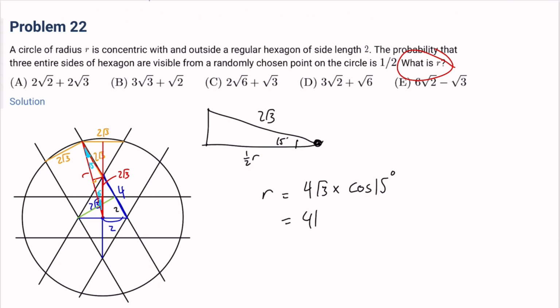So this is 4 root 3 times cosine of 15, which is root 6 plus root 2 over 4. So these two cancel. This is going to be 3 root 2 plus root 6, right? So that's 3 root 2 plus root 6. So this is our answer, which is D.